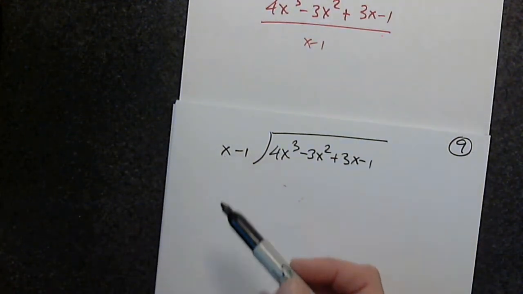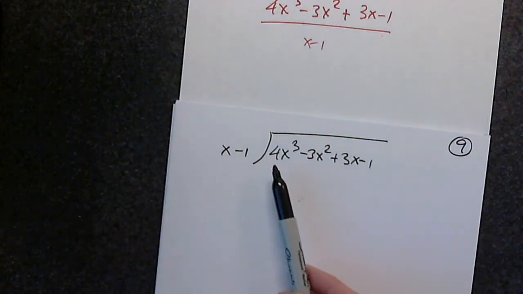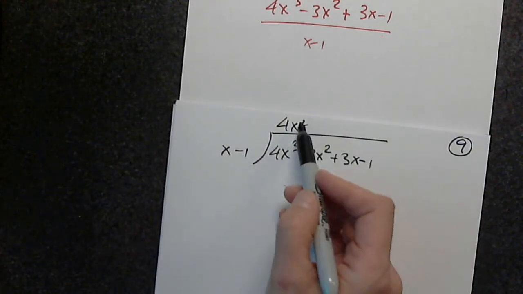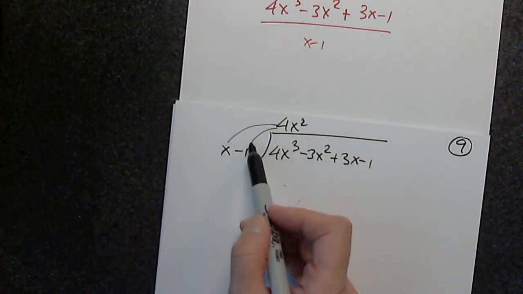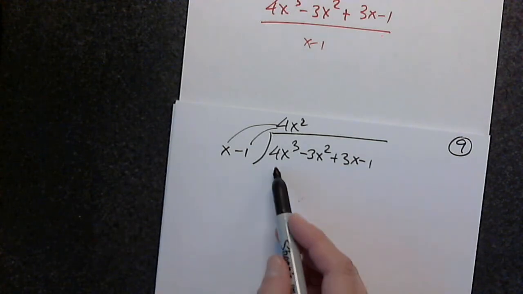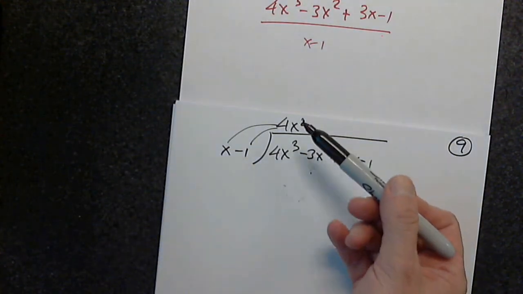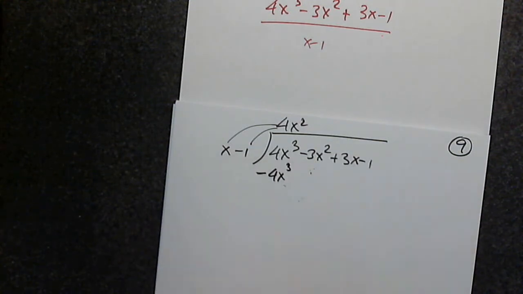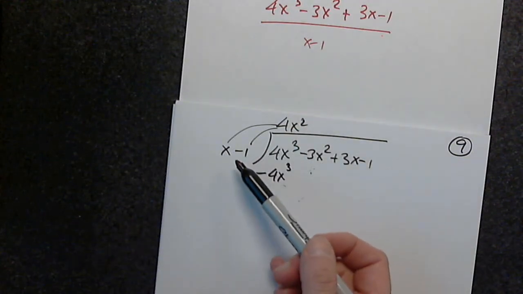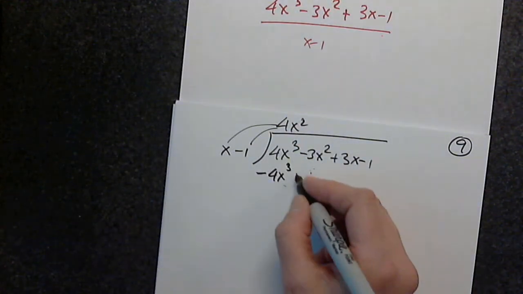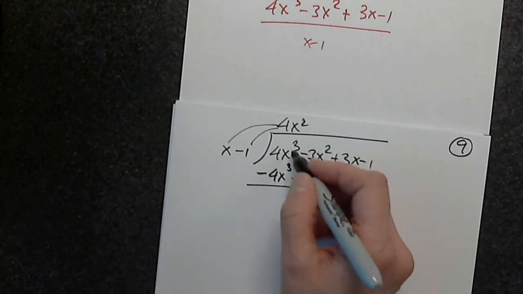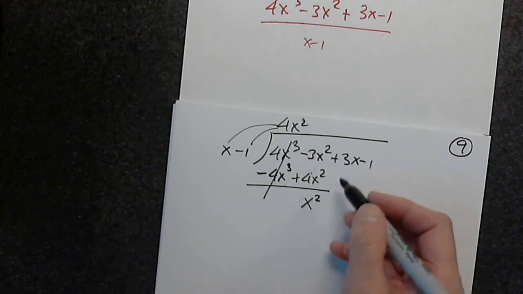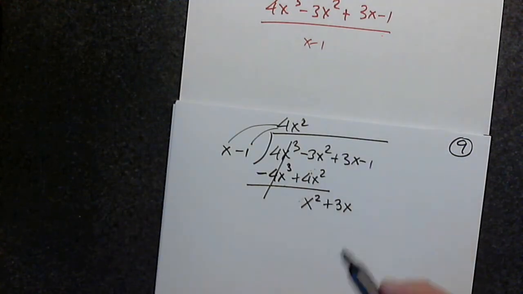We are asking ourselves these questions. X times what is 4x cubed? 4x squared. We go back and we distribute to both terms, change the sign, and write below like terms. 4x squared times x is 4x cubed, minus 4x cubed. 4x squared times negative 1 is negative 4x squared. We have to change the sign because we must subtract. Negative 4x squared, minus 3x squared is x squared, and I bring down the next in line.